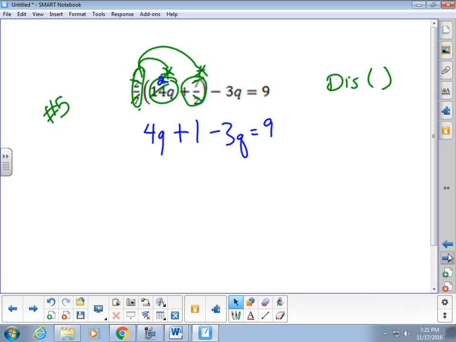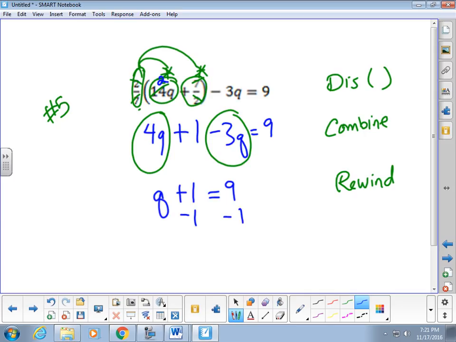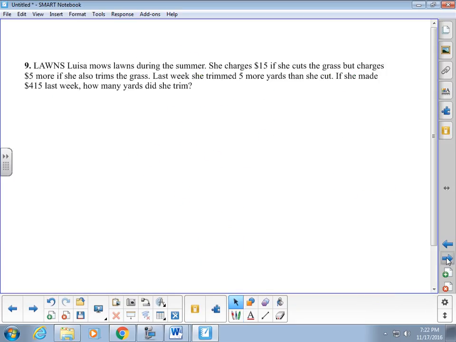From here, I can combine like terms. I got a 4q here, and I got a minus 3q here. 4q minus 3q, I would treat that just like I was doing 4 minus 3, which is 1. So I'm left with just q plus 1 equals 9. Now at the rewind stage, minus 1 on each side. Remember, crossing that bridge. q equals 8. That was number 5. Remember, you can rewind, pause, do whatever you need to do, all right?